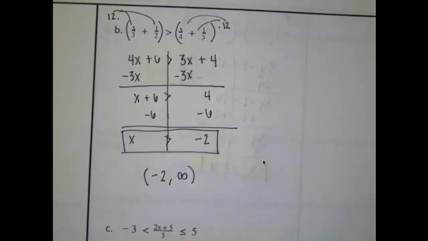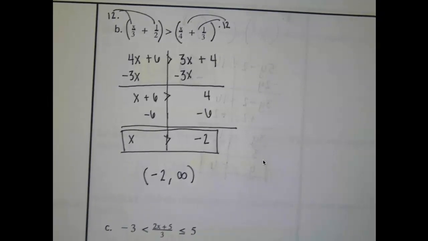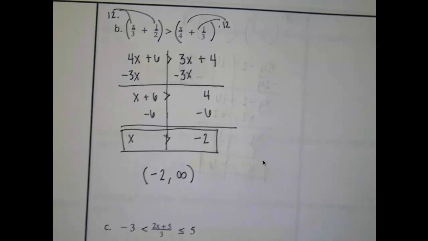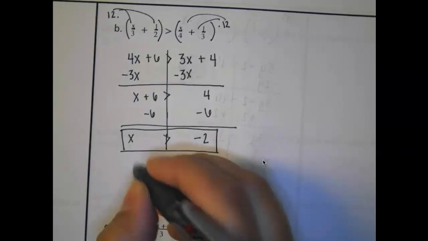Yes? When it's closed circle, is it one that has underlined? Yes, if you're graphing it on a number line. Depending on the textbook you use, sometimes they'll use open and closed circles, and sometimes they will actually use brackets and parentheses on the number line. So they mean the same thing.